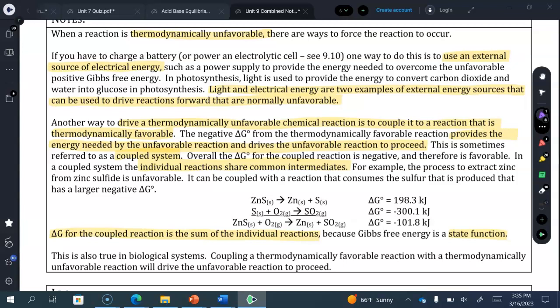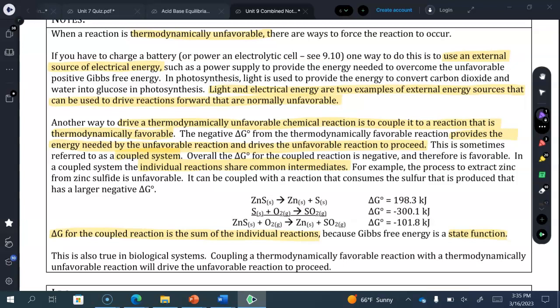If you have to charge a battery or power an electrolytic cell, which we're going to discuss in 9.10, one way to do this is to use an external source of energy, such as a power supply, to provide the energy needed to overcome the unfavorable positive Gibbs free energy. In photosynthesis, light is used to provide the energy to convert carbon dioxide and water into glucose. That is also unfavorable. Light and electrical energy are two examples of external energy sources that can be used to drive reactions forward that are normally unfavorable.